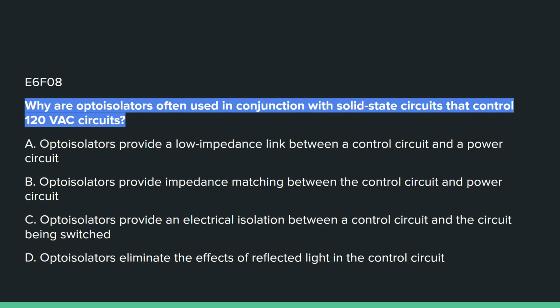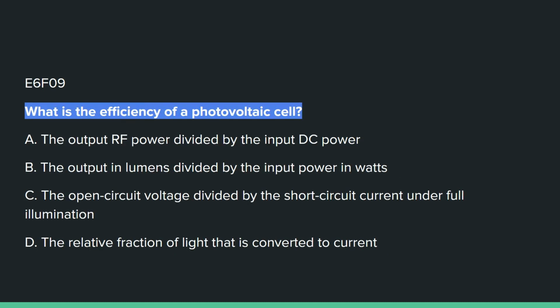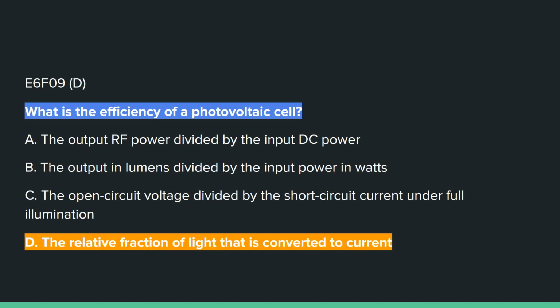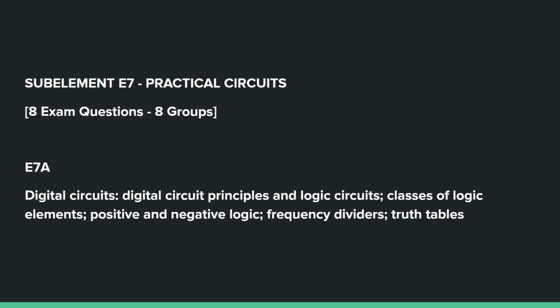E6F08, why are optoisolators often used in conjunction with solid-state circuits that control 120-volt AC circuits? C, optoisolators provide an electrical isolation between a control circuit and the circuit being switched. E6F09, what is the efficiency of a photovoltaic cell? D, the relative fraction of light that is converted to current. E6F10, what is the most common material used in power generating photovoltaic cells? B, silicon. And that concludes subelement E6.